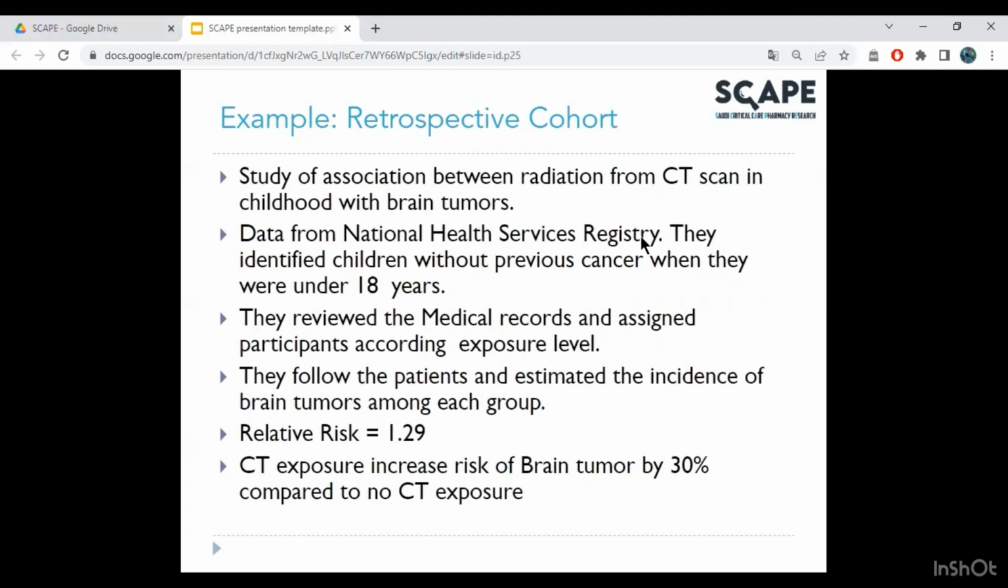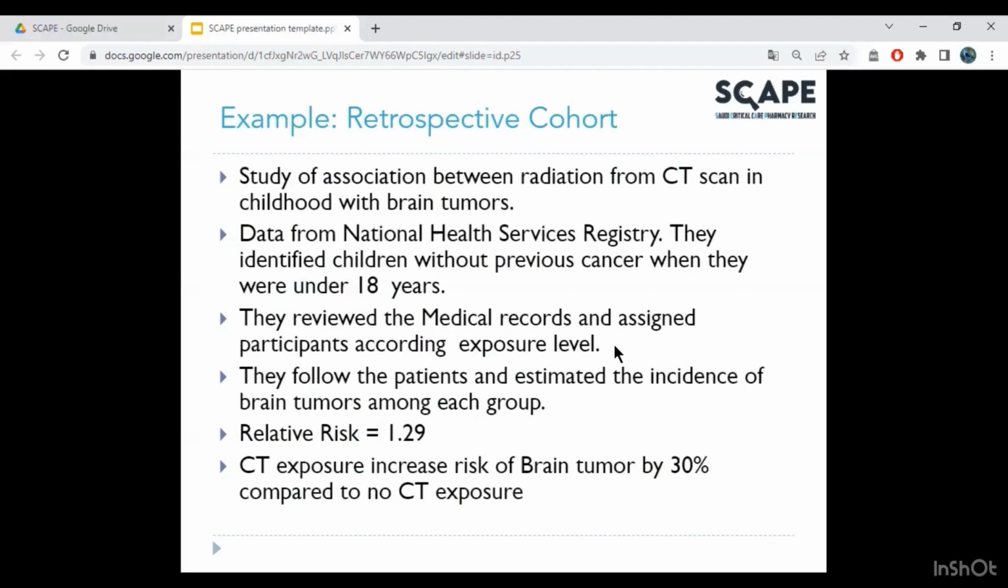It includes hundreds of patients and runs from tens of years ago. They identified children without previous cancer. So they started with healthy children without previous cancer, but who have been exposed to CT scans. So there is information about the exposure of every child to the CT scan, and there is also information about whether they have been diagnosed with a brain tumor or not. So our exposure is there, our outcome is there in the database.